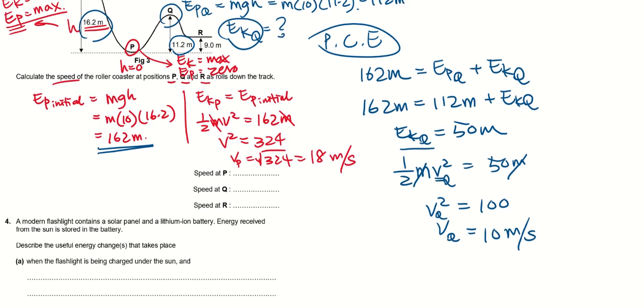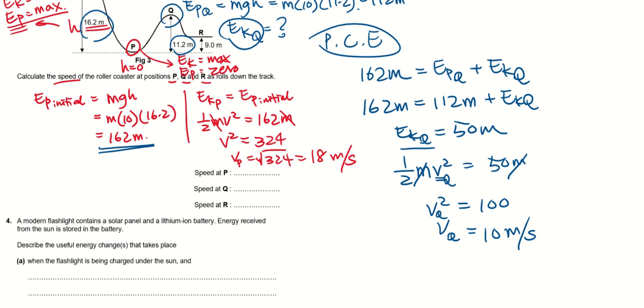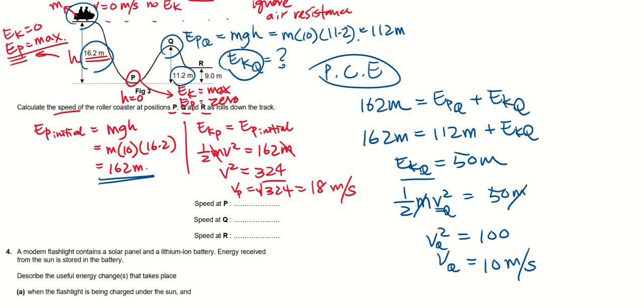Okay, so you notice that the speed at Q is lower than the speed at P, because since it traveled to P and to Q, some of this energy has been transferred to the energy in the gravitational potential store.